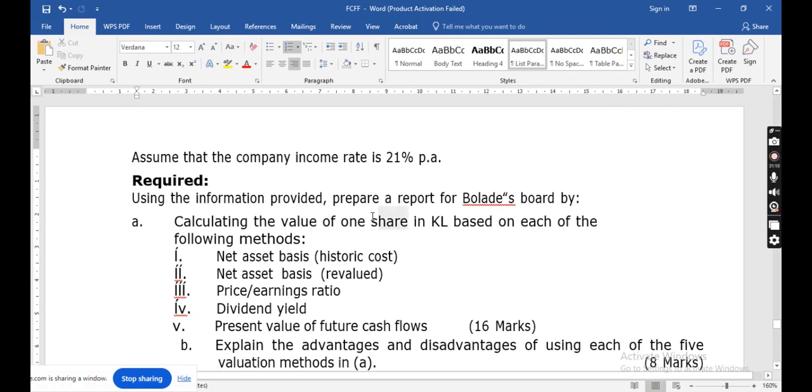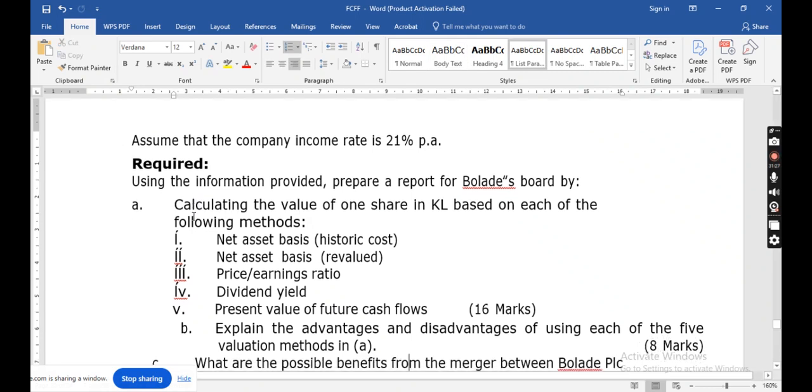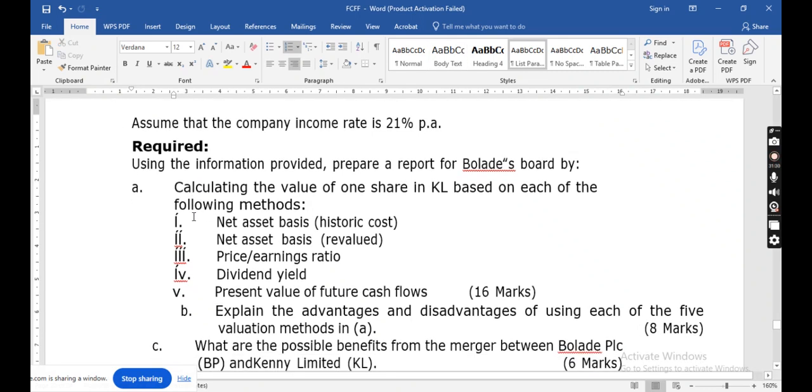They say one share, that is the share price. So you need to calculate the share price under each method: the net assets, earnings, dividend, and present value of future cash flow. Explain the advantages and disadvantages of using each of the 5 valuation methods. You can list one advantage, one disadvantage, one advantage, one disadvantage.